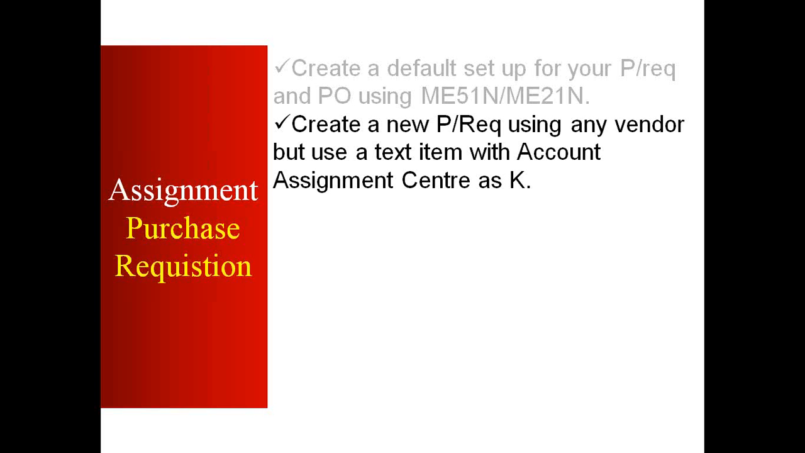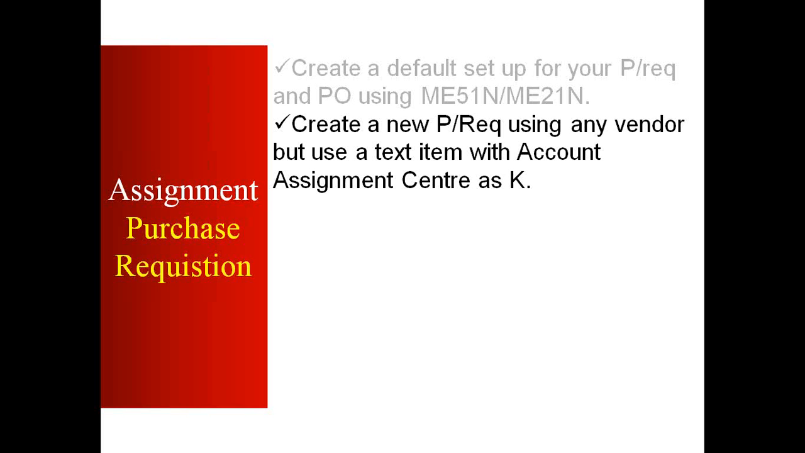Then create a new purchase requisition using any vendor, but use a text item with account assignment category K, as a cost center. Just enter any text item, it can be any office supply, a pen, pencil, whatever you like, and assign the general ledger account and cost center as discussed. The general ledger account I said before was 400,000 in this system, and the cost center was 40,000. Use that in the purchase requisition you created here.